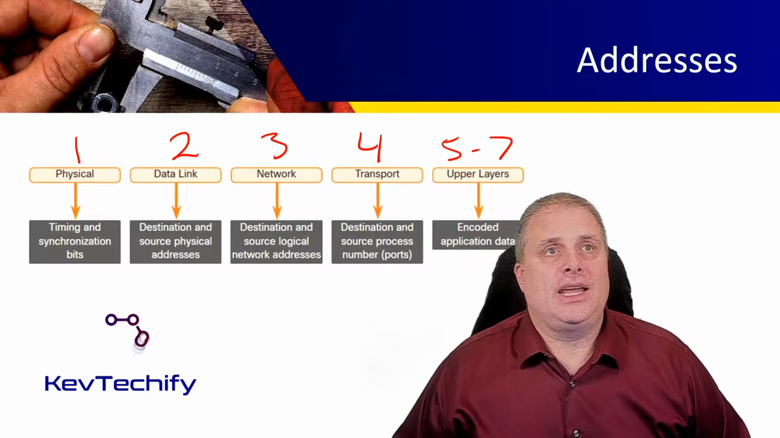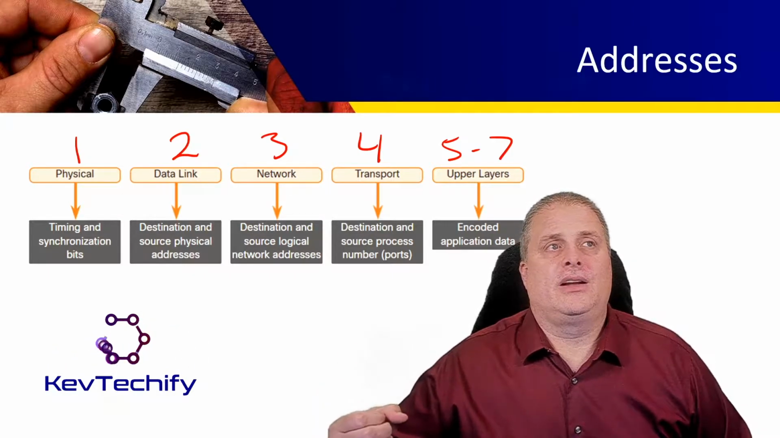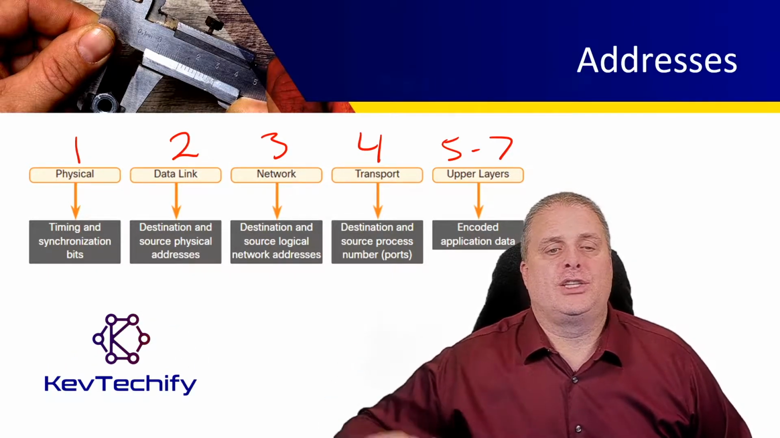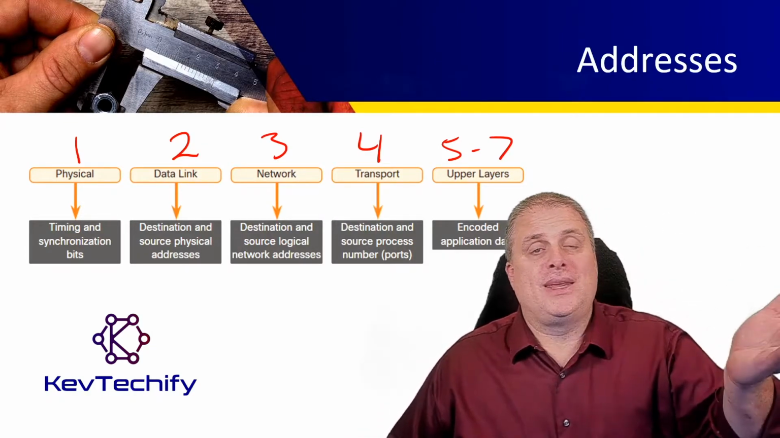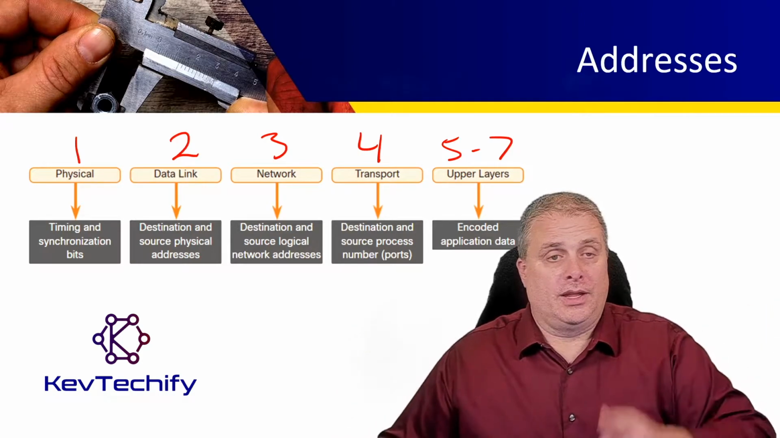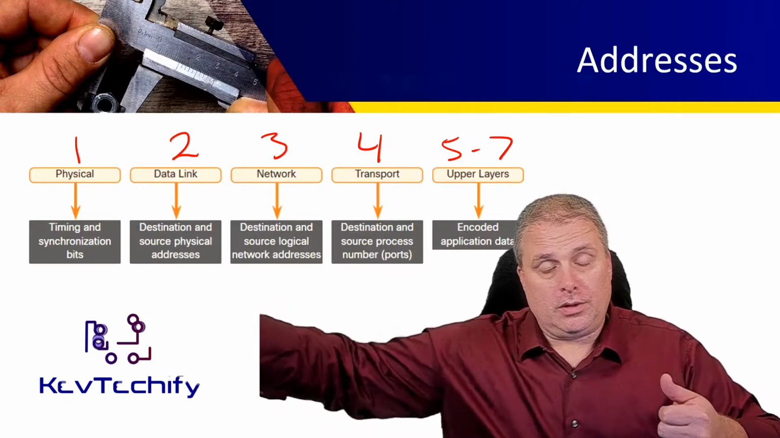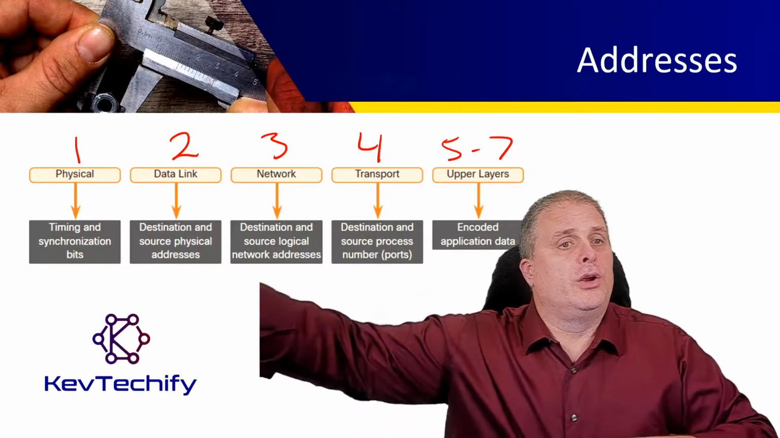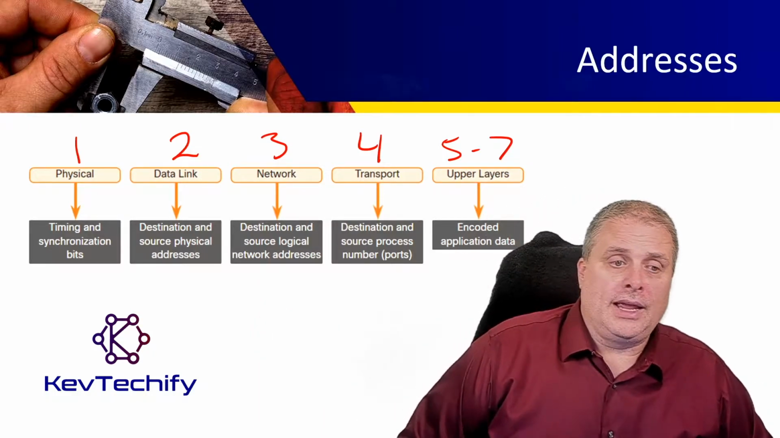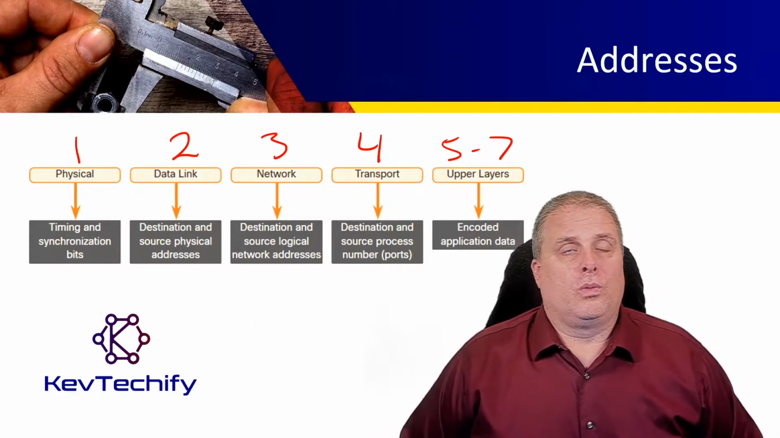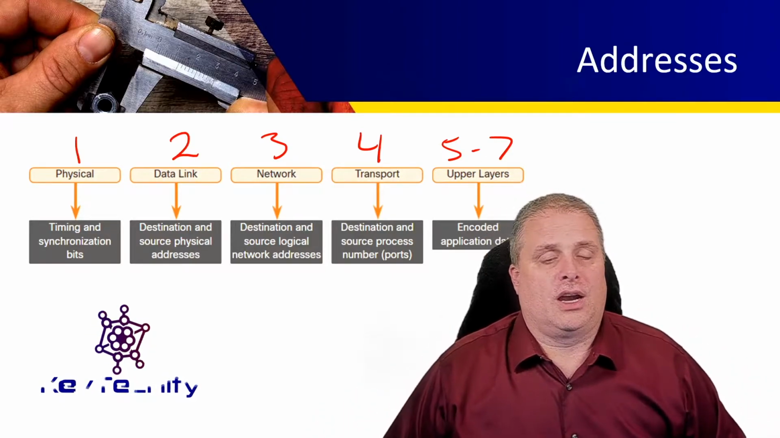Layer 2 data link address, that's responsible for delivering the data from one network interface to another network interface. That's responsible for delivering it from your PC to your router, then from that router to your ISP, through their cloud, to your recipient's router, to its final destination. That's what the data link is responsible for. Network interface card to network interface card.